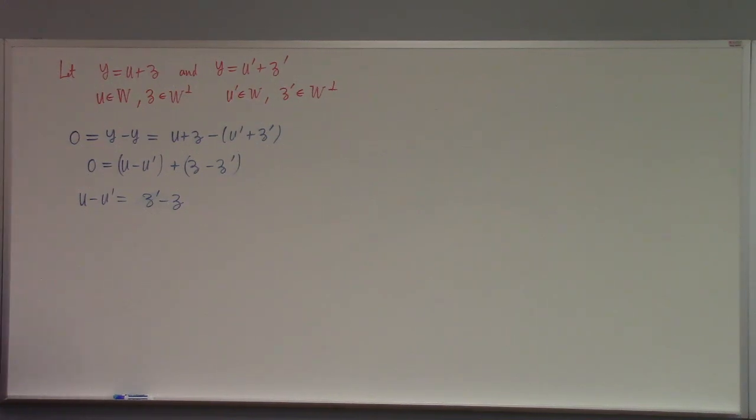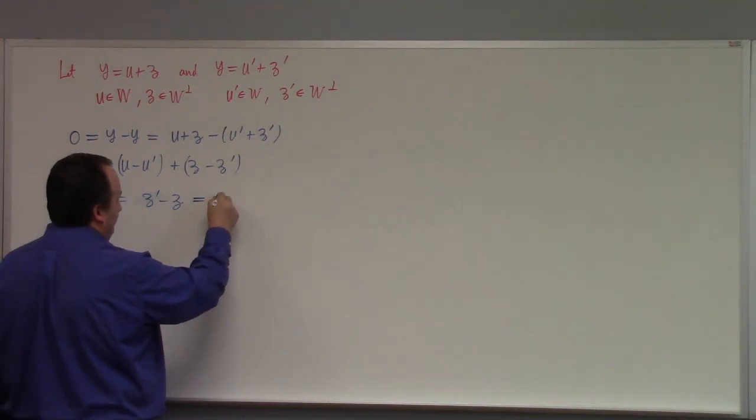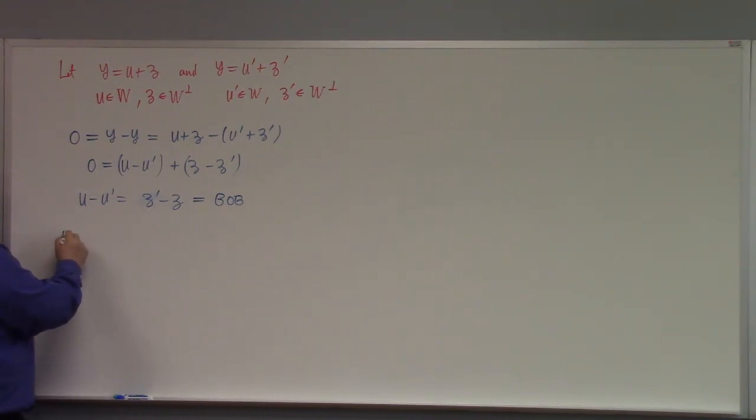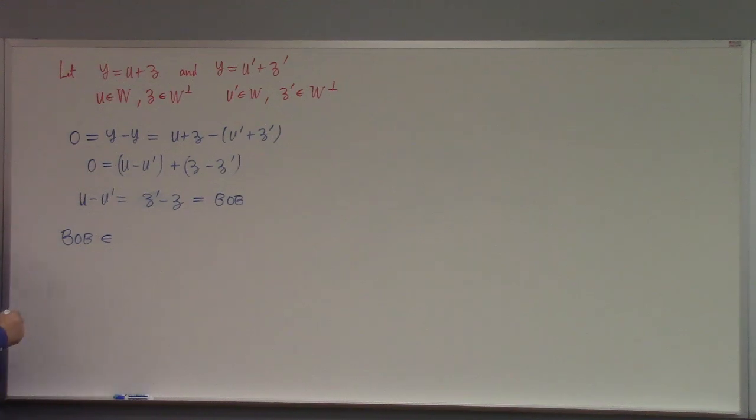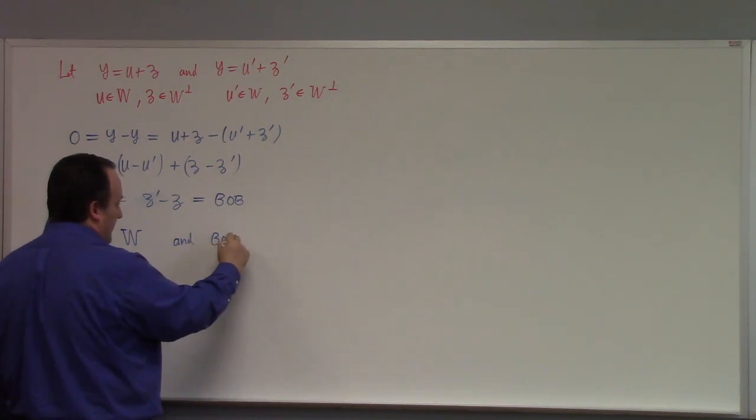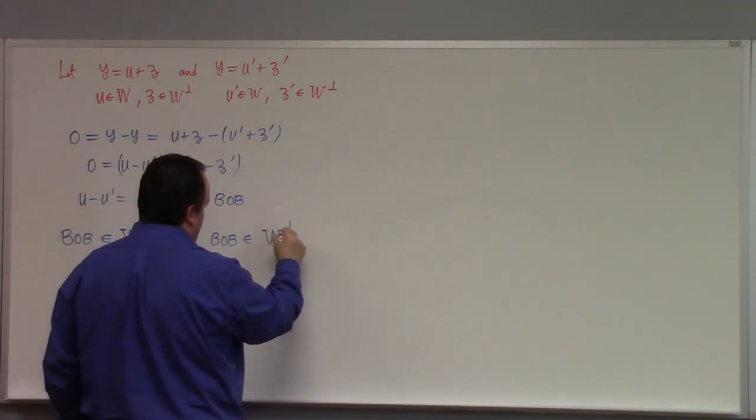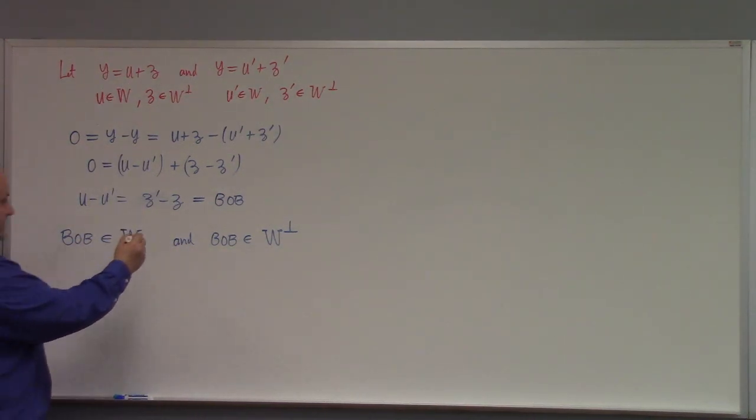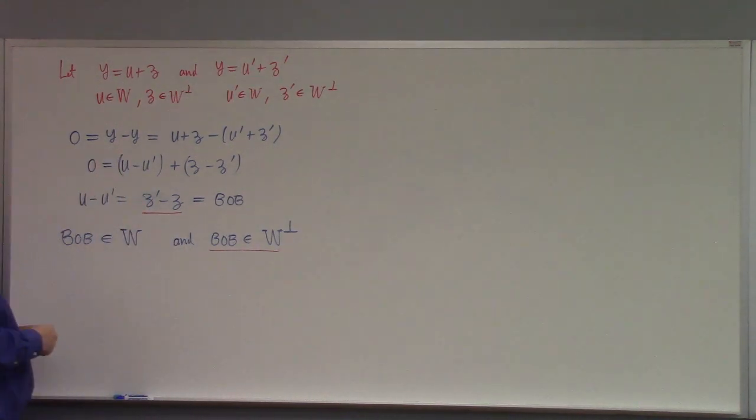So if I call this vector, we give it a name, Bob. What can you tell me about Bob? Where is it? I'll start. Bob's an element of W. And Bob's an element of W perp. Why is that? Because this gives me that, right? u and u prime are in W. Their difference is in W. So what does this mean about Bob?